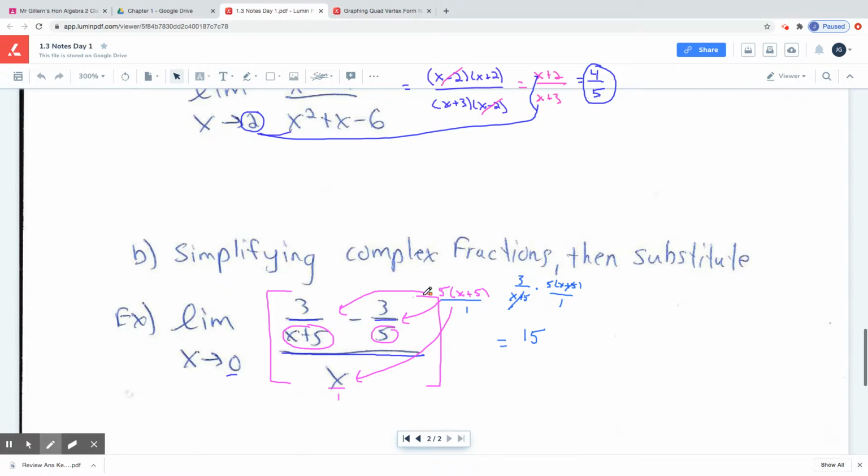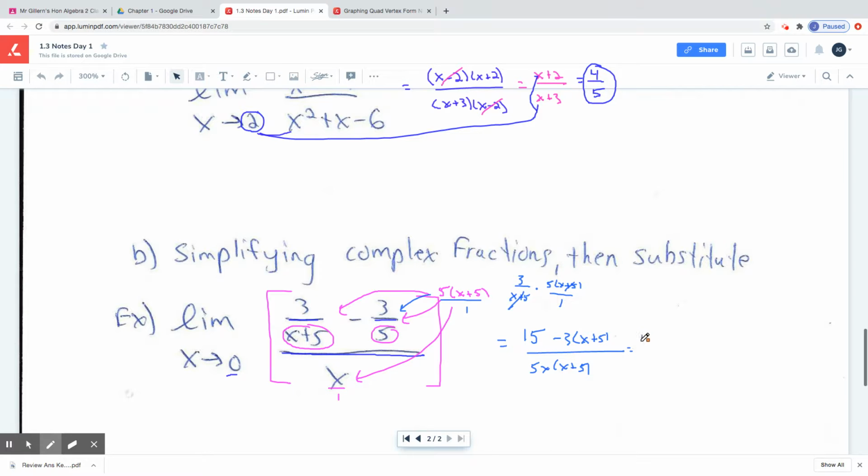Now, when I do this to the other one, the 5s are going to cancel, and I'm left with negative 3 times x plus 5. And then on the bottom, nothing cancels because it was just a 1. I'm going to write 5 times x plus 5. Notice I'm not actually distributing this, and you'll see why in a second. So I'm left with that. Now, I still can't just substitute in 0 because I still get 5 times 0, which is 0, and 0 times 5 is 0. I still get 0 in the bottom. So I need to cancel something out.